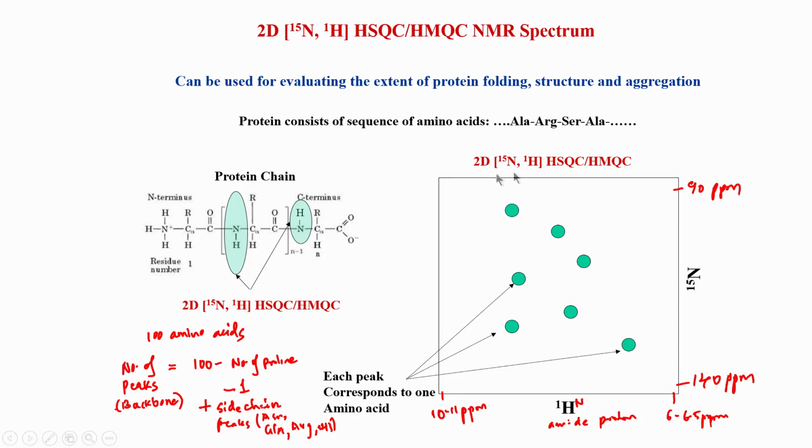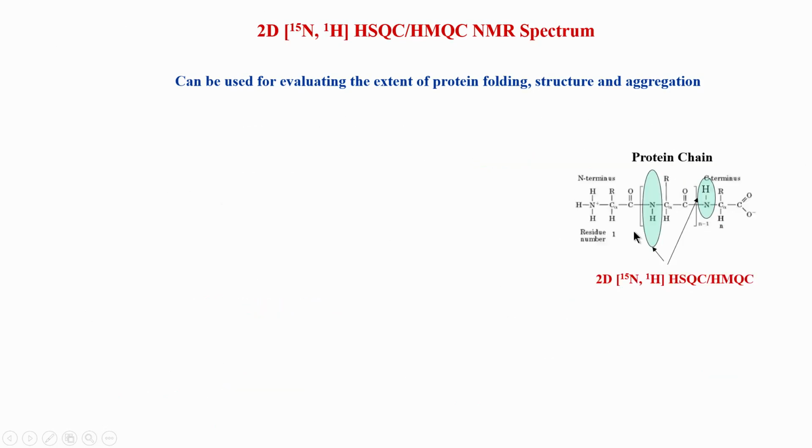So, this is how the 15N HSQC becomes a very useful spectrum to start with for any new protein. If you have any new protein, you first have to label the protein with 15N. How we label them, we will see in the second part of this course. But once you label a protein with 15N, you can record this spectrum, and let me show you now what kind of information we can get from it. As I said, it can be used for evaluating the extent of protein folding and structure or aggregation. This is the same figure which I showed in the last class.